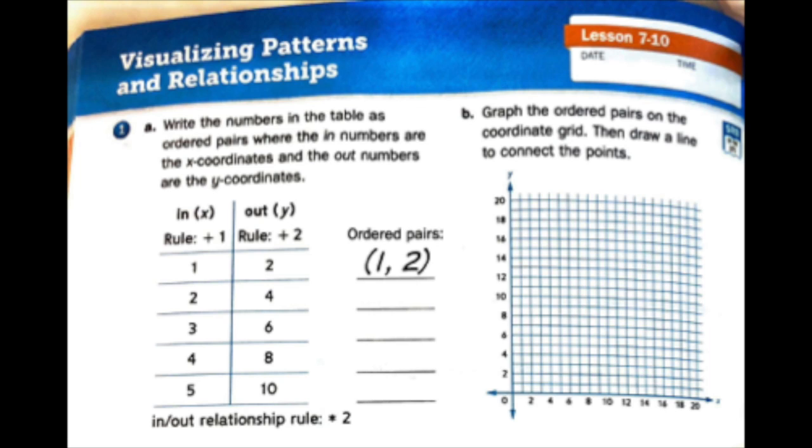Why does double or multiply by 2 make sense for relating the corresponding in and out numbers? Well, every time the in number goes up by 1, the out number goes up by 2. This means that the number in the out column will always be twice the number in the in column.